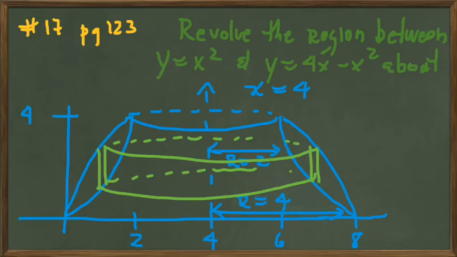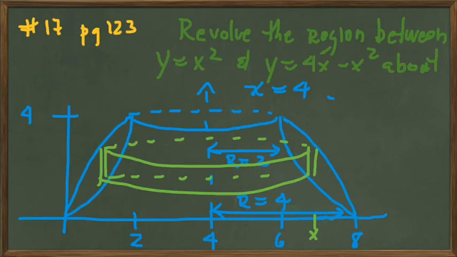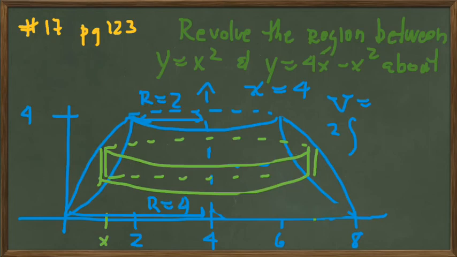Right? And so that representative shell will have a radius of x and a height of the top curve, which is this, 4x minus x squared, minus the bottom curve, which is x squared. So let's set up the integral. So the volume is going to be 2 pi times the integral. The radius of this is the part that is trickier to do.